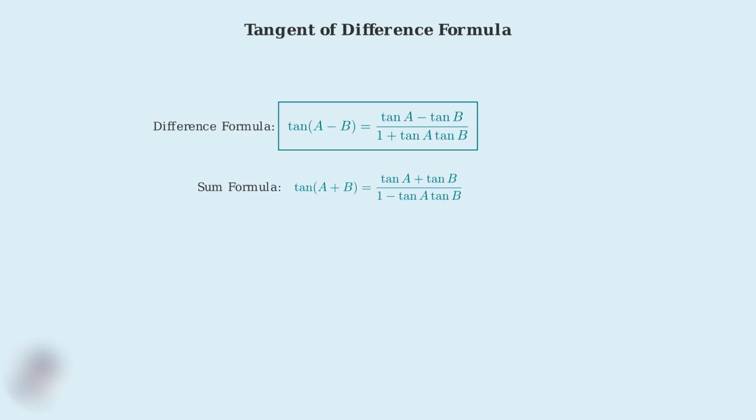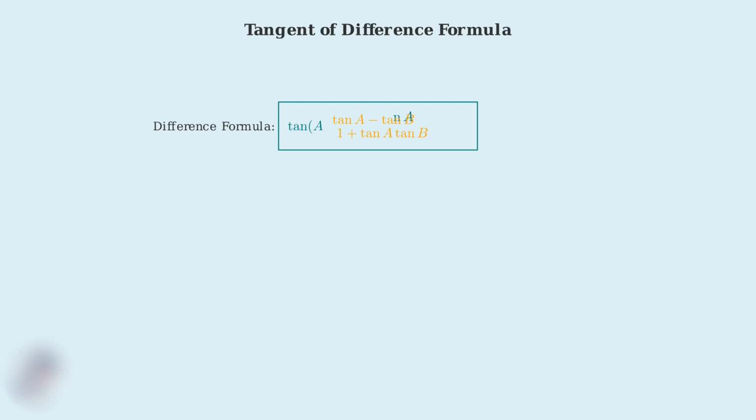To understand the difference formula better, we should compare it directly with the sum formula we learned earlier. Notice how similar they look at first glance. The critical differences lie in the signs. In the numerator, the sum formula uses plus, while the difference formula uses minus. This makes intuitive sense since we're subtracting angles. In the denominator, we see the opposite pattern. The sum formula uses minus, while the difference formula uses plus. This sign change is crucial and affects the entire calculation. Understanding why these signs change requires thinking about the geometric relationship between addition and subtraction of angles.